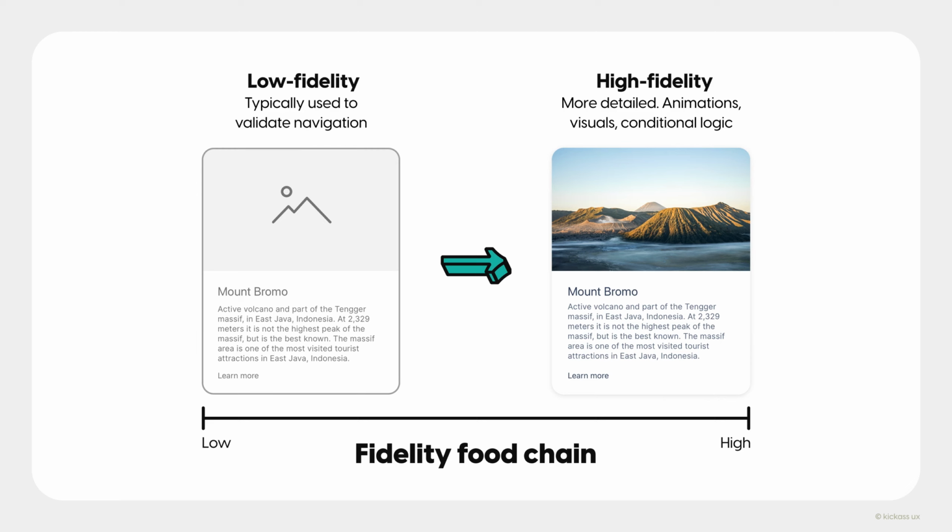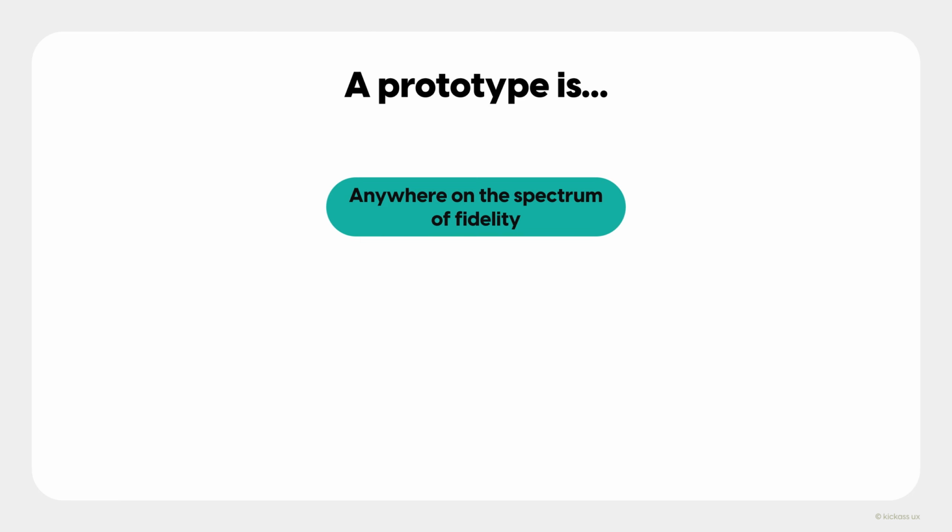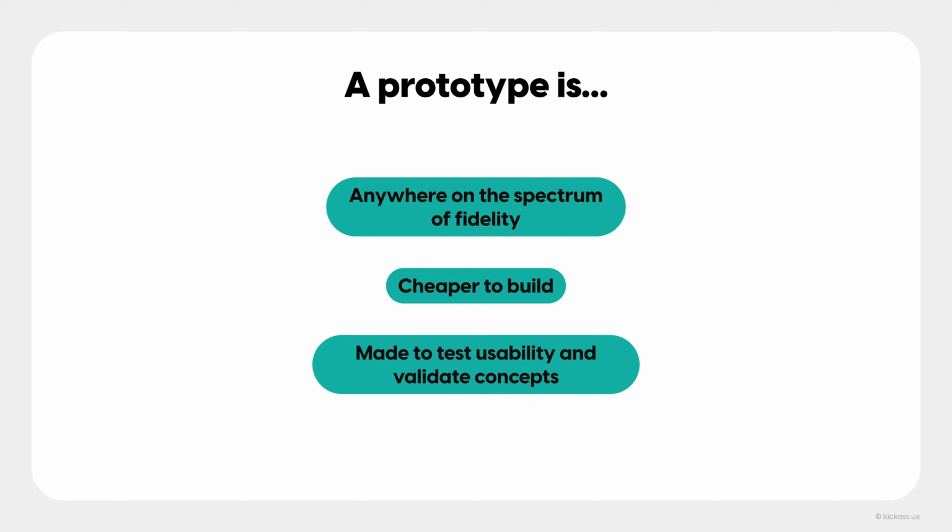High fidelity prototypes are more detailed, have a more involved experience, and feel much more like the final product. High fidelity prototypes focus on the exact interactions of the product. They typically include things like animations, visuals, or conditional logic, where based on your actions with the prototype, you'll get a different result. All in all, you can sum up what a prototype is with these three statements. A prototype is anywhere on the spectrum of fidelity, cheaper to build than the final product because software development is expensive, and a prototype is made to test the usability of the product and validate concepts.